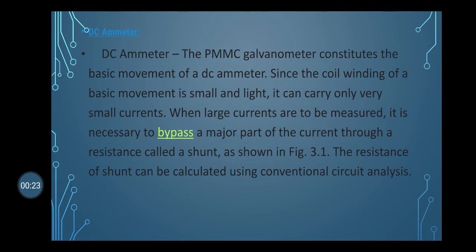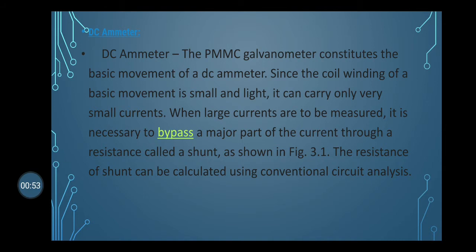Now, the topic of today's lecture is the DC ammeter. The DC ammeter works on the principle that when a current carrying conductor is placed in a magnetic field, it experiences a force. By using this force, the pointer of the DC ammeter is deflected. On this principle, the DC ammeter works.